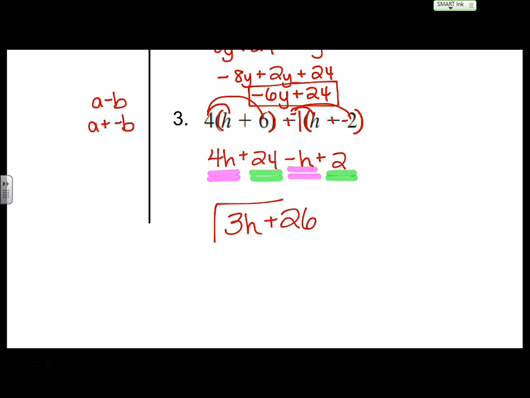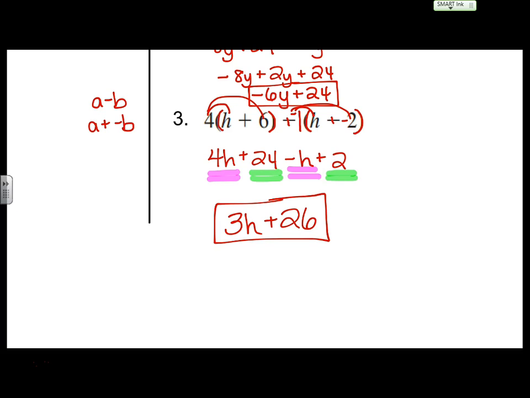No. Are they like? 3H and 2 are different, so you have to keep them together. We keep them together, but we can't add them anymore. Does that make sense? We can't combine anymore. Jazzy, where did you get the 3H from?